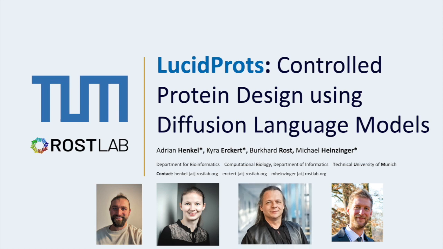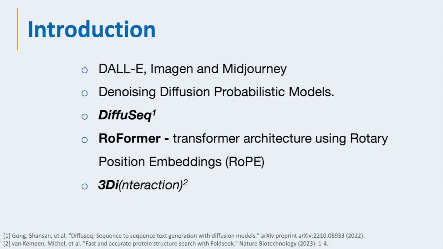In this work, we provide a proof of concept on how diffusion language models can be applied on the problem of inverse protein folding. Recently, generative models such as DALL-E, Imagen, and Midjourney have gained a lot of attention because they generate high-resolution images conditioned on a text prompt using so-called denoising diffusion probabilistic models. In this work, we used a method called Diffusion with the Reformer architecture to generate amino acid sequences conditioned on a string representation of the protein backbone.